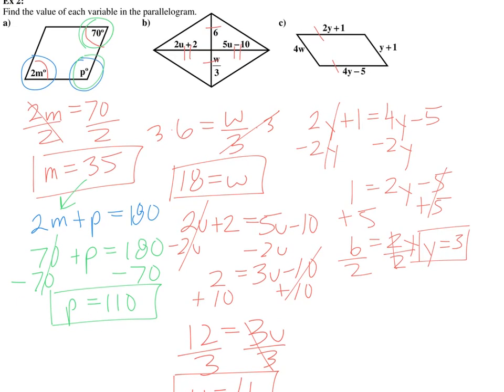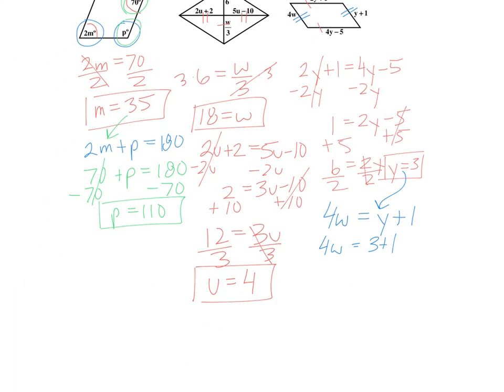All right, and now the next setup, I know that these are the same, so I have 4w is equal to y plus 1. Take the y and plug it in. 4w is equal to 3 plus 1, so 4w is equal to 4, divide by 4, and w is equal to 1. Done.